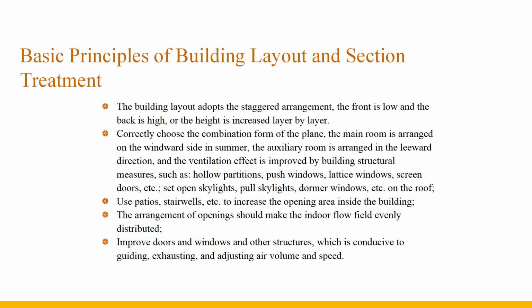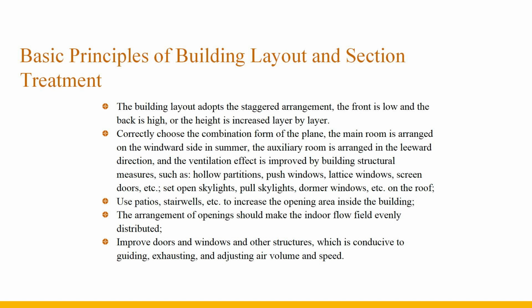Based on the above research and analysis results, in order to achieve a better natural ventilation effect, the building layout and section layout should follow the following basic principles. First, the building layout adopts the staggered arrangement. The front is low and the back is high, or the height is increased step by step. Second, correctly choose the combination form of the plan. The main room is arranged on the windward side in summer.